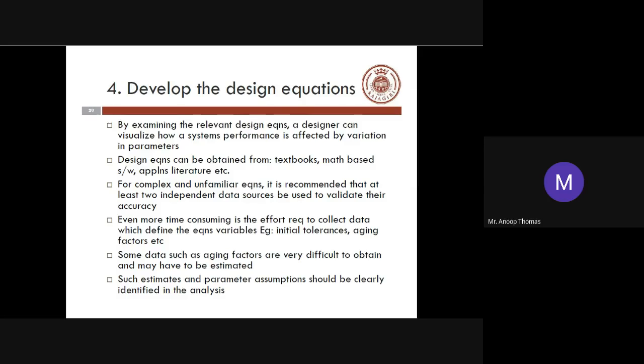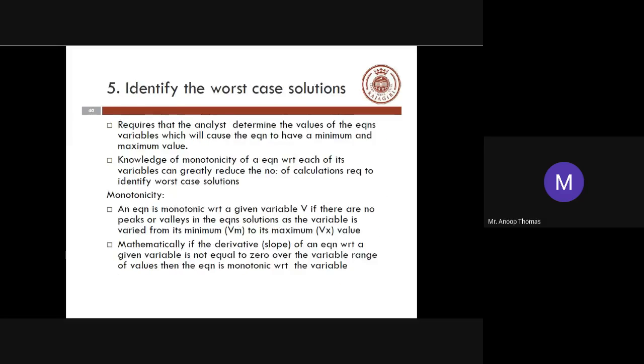Tolerances are very difficult to find. Aging factors are very difficult to find because they are determined by lots of non-fixed equations, which makes it very difficult to find a real equation associated with them, because aging is something we cannot define with a certain set of parameters. Even for humans, people age differently, so considering a mathematical equation for aging is quite difficult. So these are certain issues that you face when you develop design equations.